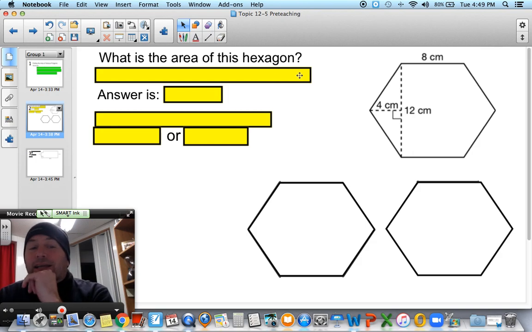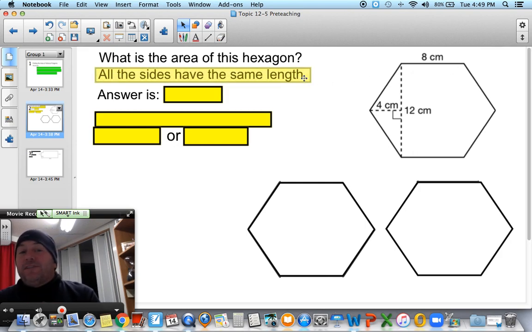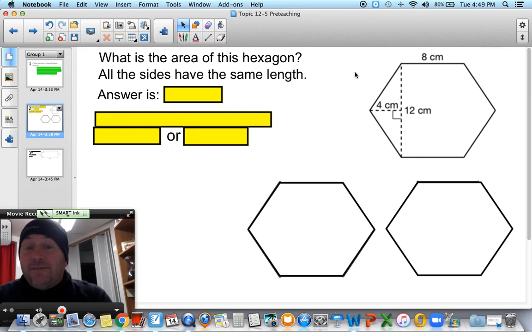Now, here's the thing. You might be looking at that and thinking, well, how can I figure out the area of this if I'm not sure whether or not this line is perpendicular to this line here and that sort of thing? Well, we're going to preface this by saying all the sides have the same length. So from here to here is 8 centimeters. There to there is 8 centimeters, there to there is 8 centimeters, and so forth, all the way around, okay? Now, if you want, you can pause the video and see if you can figure out the answer to that.